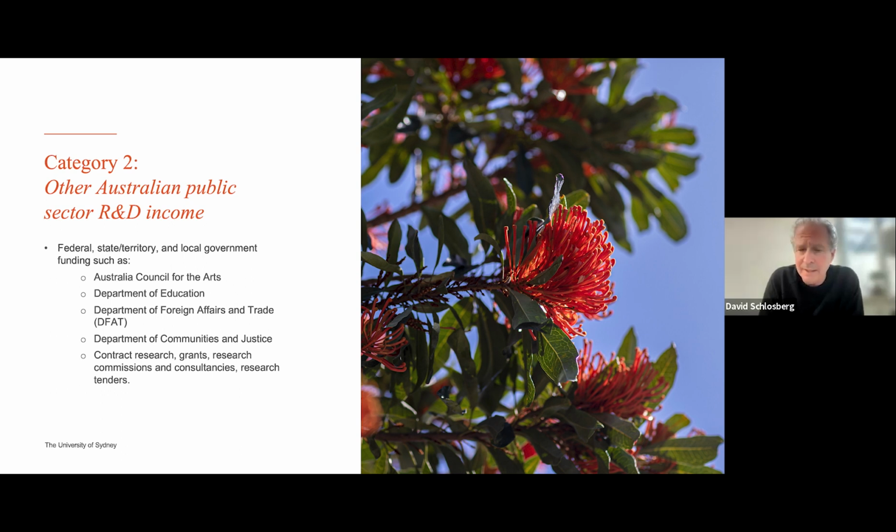And then most recently, we're in the midst of doing work funded by the federal bushfire recovery project.